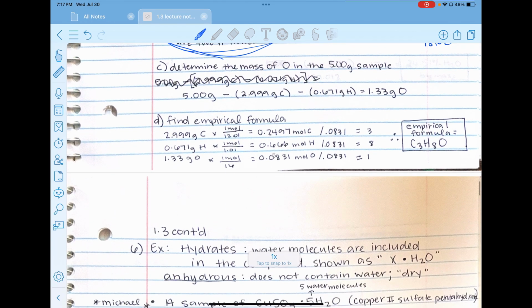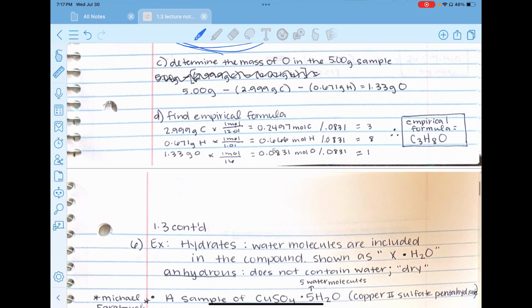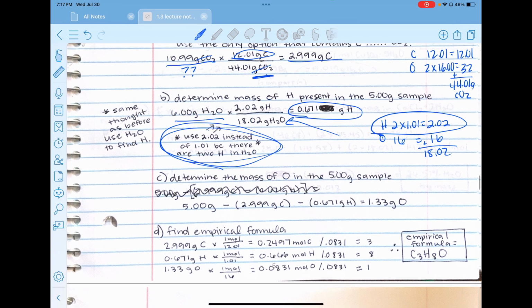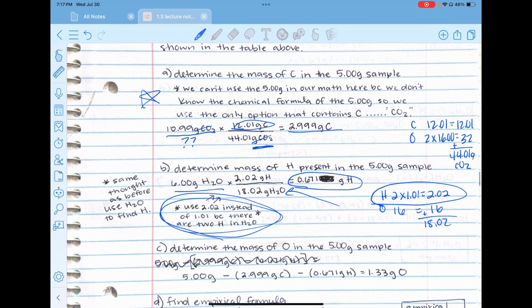All right, moving on to part C, we're told to determine the mass of oxygen in the 5-gram sample. Okay, a couple of different ways we could do this. We could go back and do the same process we did on part A and B. Except we would start with either carbon dioxide or water because both of those would contain oxygen, which is what we're searching for. You could pick either one, go through the same process and solve it.